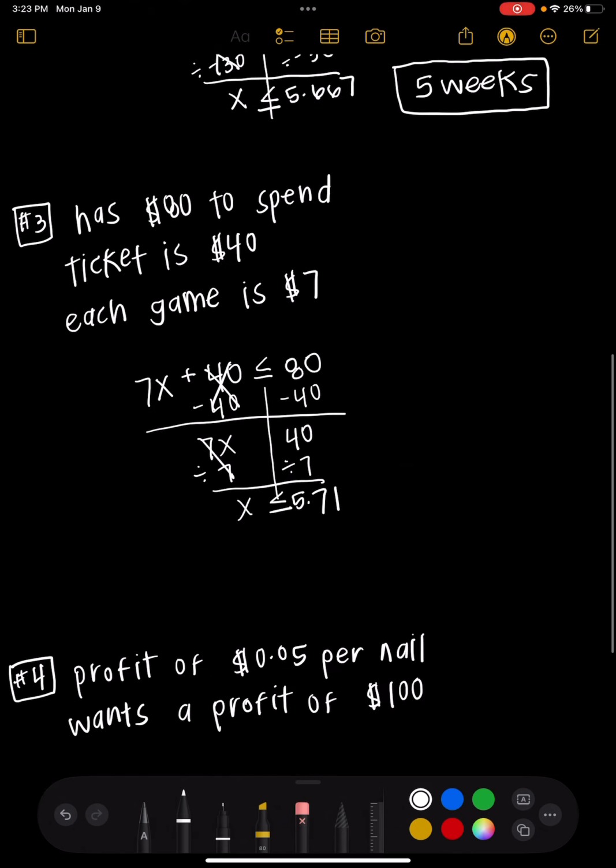Now, once again, we're going to round to the nearest whole. We know that x has to be less than 5.71, so instead of rounding it up to 6, which is more than 5.71, we have to round it down to 5, which means that I can only play 5 games with the money that I have at the amusement park.